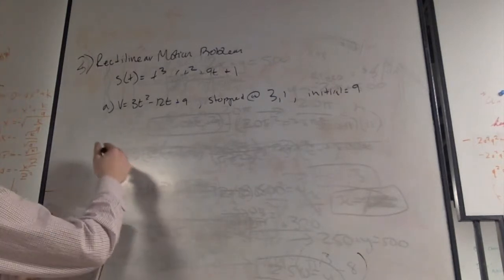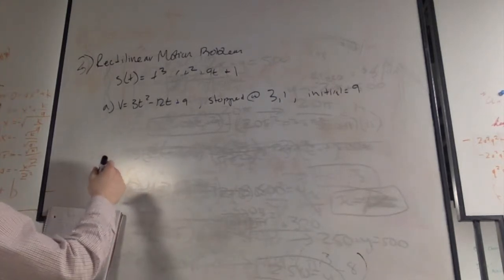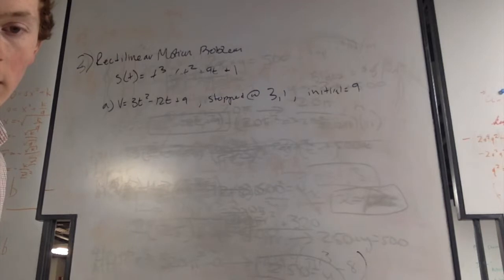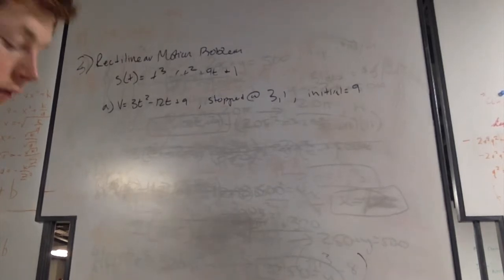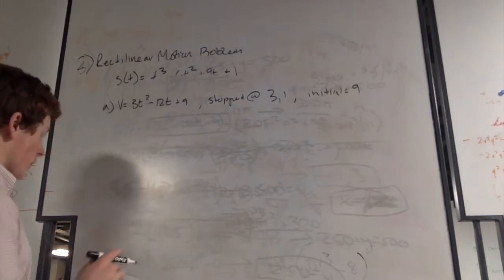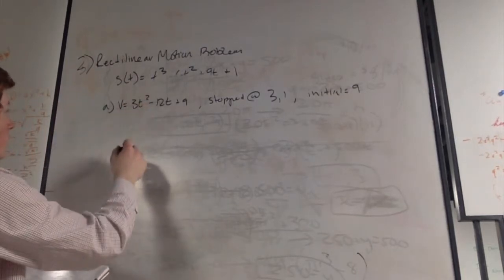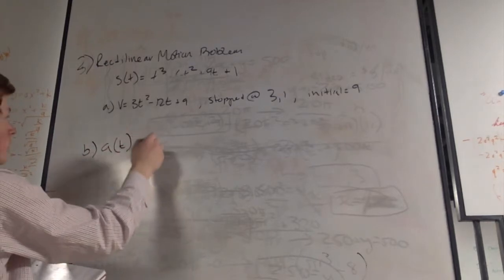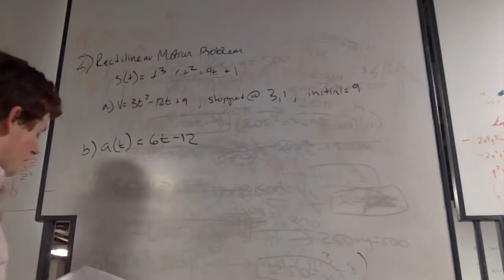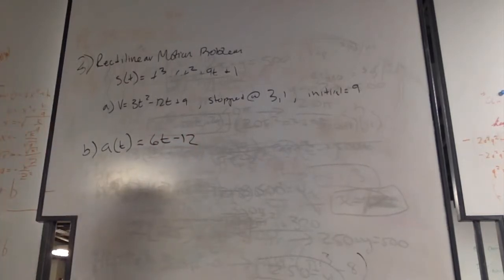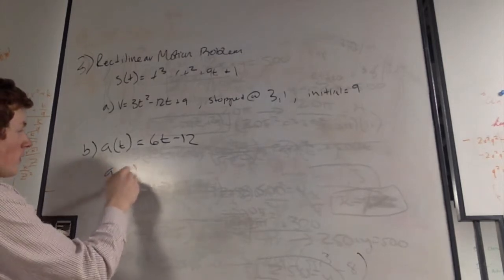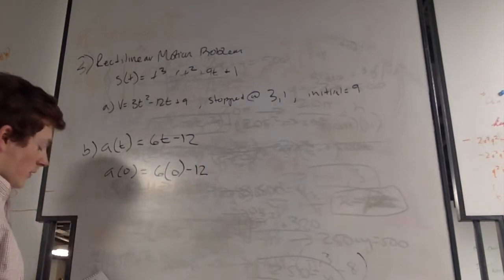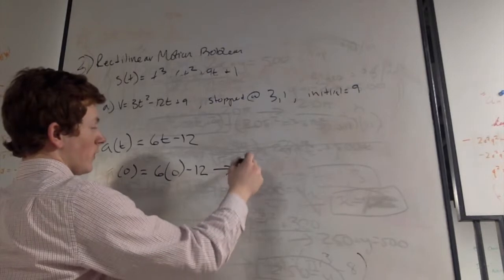So the second part was just finding the acceleration function and the initial acceleration. I can't remember how to phrase it. Finding the acceleration function is very easy. You just take the derivative of the velocity function. So in this case, a of t equals 6t minus 12. And then to get the initial acceleration, you just plug in 0. A of 0 equals 6 times 0 minus 12. So that tells you that the initial acceleration is minus 12.